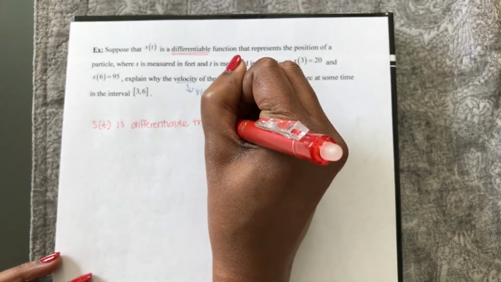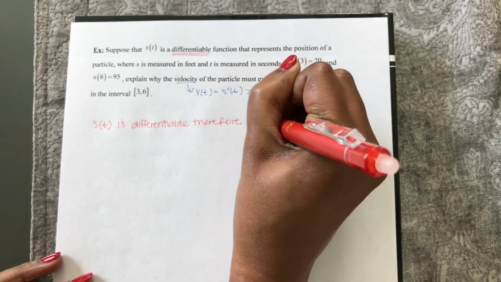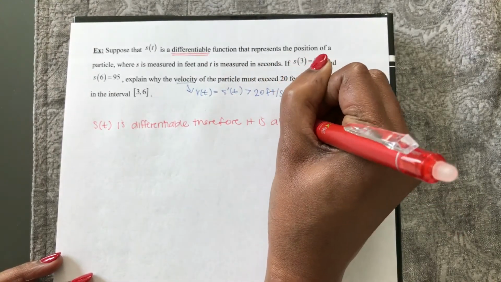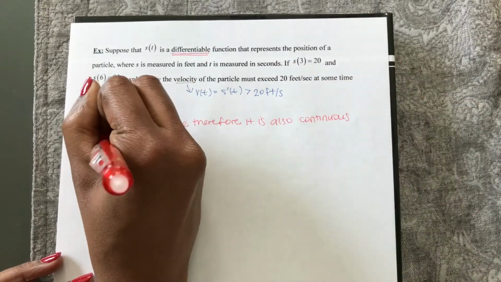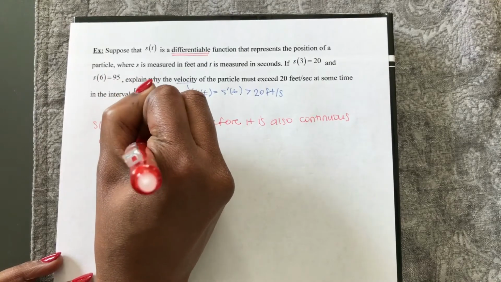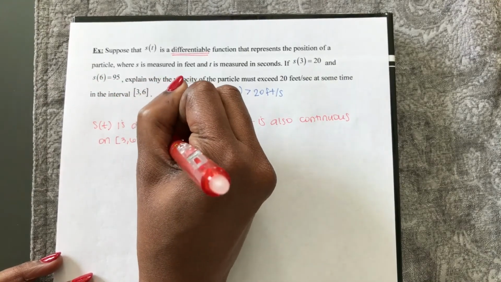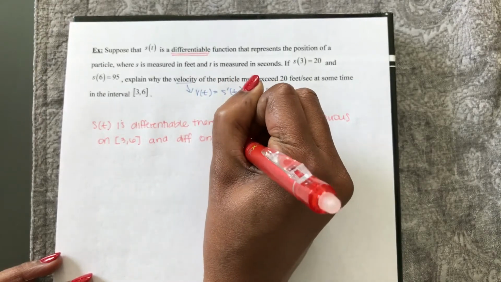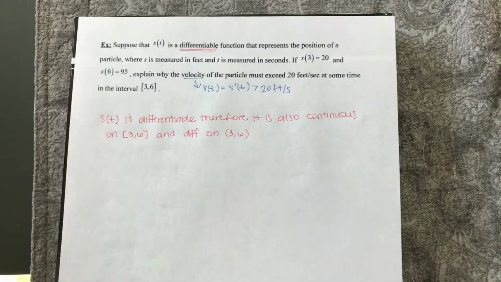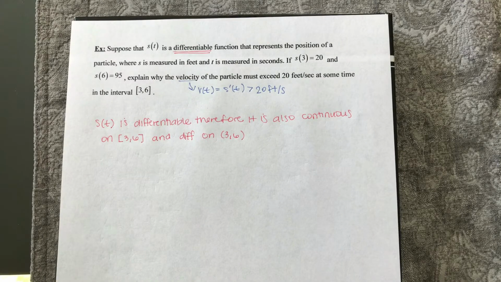Therefore, it is also continuous on the closed interval 3, 6 and differentiable on the open interval 3, 6. If it's differentiable, it has to be continuous everywhere, because that means there's a tangent line everywhere.